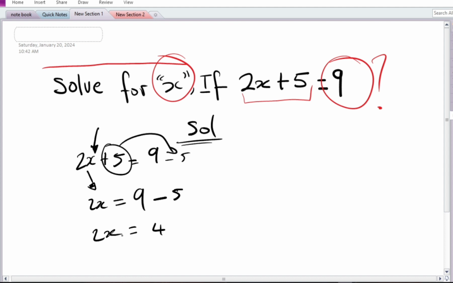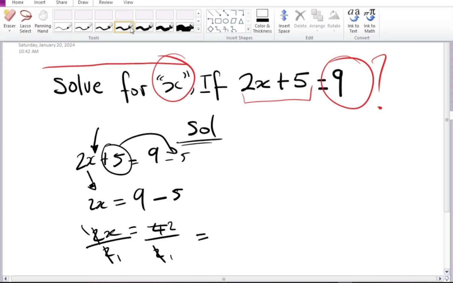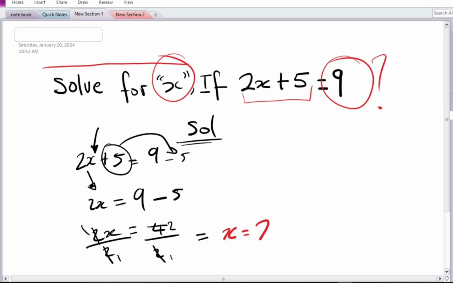So what do we do to make sure that x stands on its own? Divide both sides by 2. Yes, 2 here is 1, 2 here is 1. Now x is on its own here. Then we can also divide this side: 2 here is 1, 2 here is 2. Which means the value for x is equal to 2. This is what we're being asked to find. So x is equal to 2.